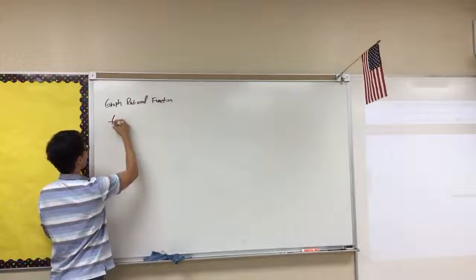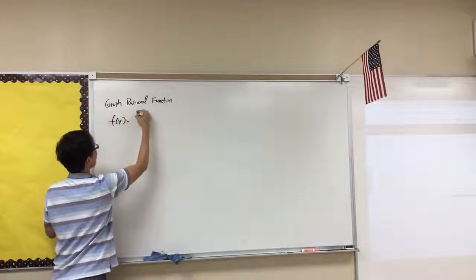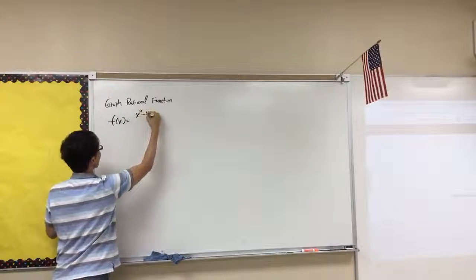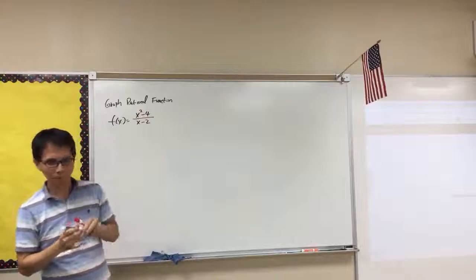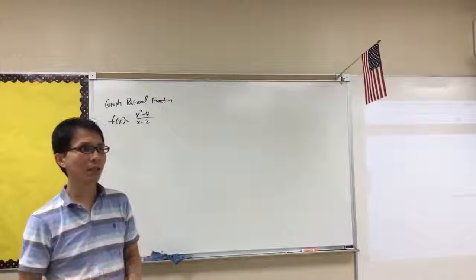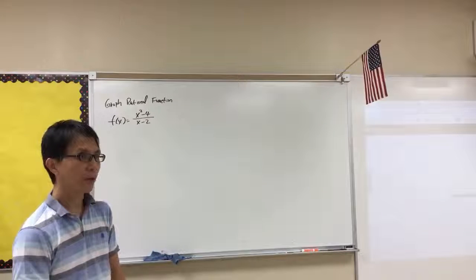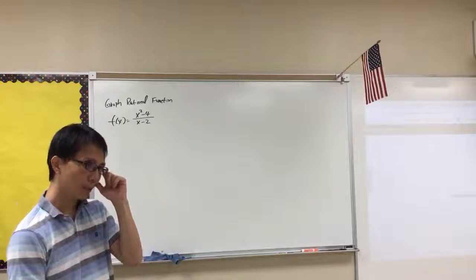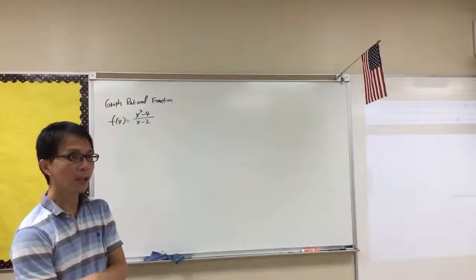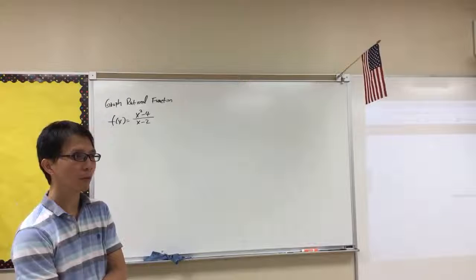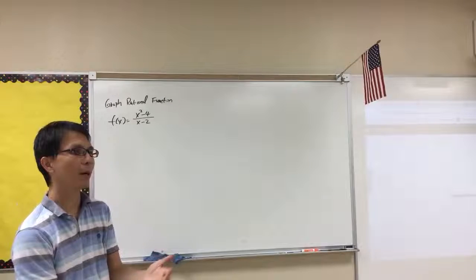We're going to graph f(x) is equal to x squared minus 4 over x minus 2. So this one is a little bit different than you can imagine. Okay, so I want you guys to think through a little bit. What would this graph look like before anything? You can use your imagination. It doesn't have to be right.